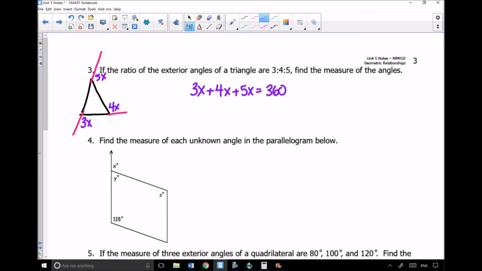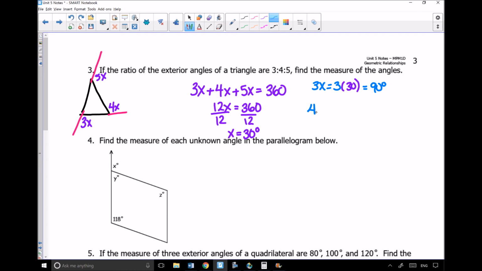So right here, all I have to say is 3x plus 4x is 7x plus 5x is 12x. So I get 12x equals 360. Divide everything by 12, so I get x equals 30 degrees. So that means that my first angle is 3x. So I can just say 3 times 30. So my first angle should be 90 degrees.